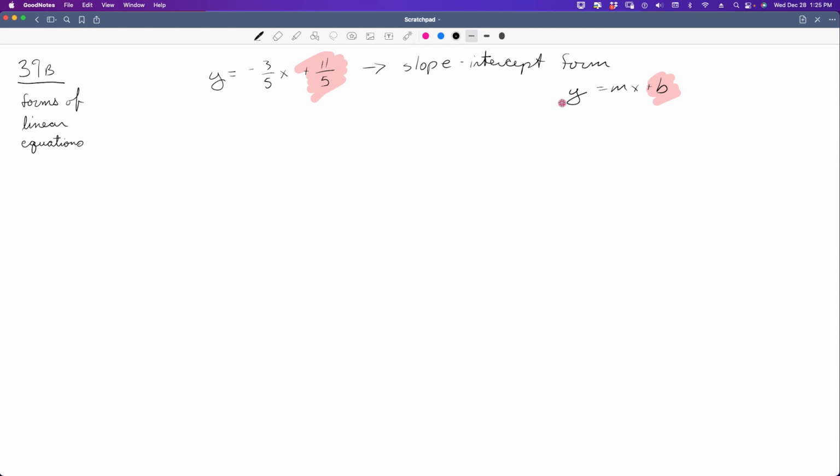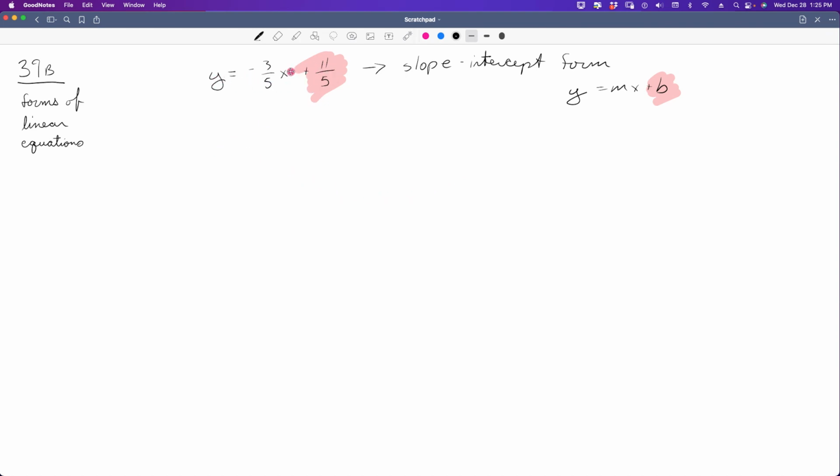But there are other forms of linear equations, and you can take one linear equation and convert it into another form. It's still the same line. It just gives you a little bit different information in how to access that line and what you can do with it. So for instance, let's start with the general form of the line.